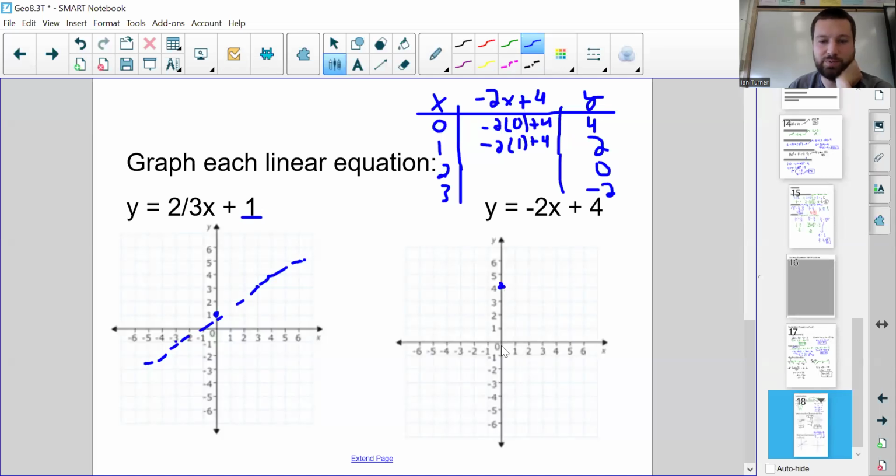Okay, so we get that point, and then we get 1, 2, and then we get 2, 0, and then we get 3, negative 2. So this is another way you could make it. We'll try a straighter line. There you go. Put arrows on your lines. So that's another way that you could graph it, is using a table method. And hopefully you remember how to do that. That's pretty useful. So there we go.